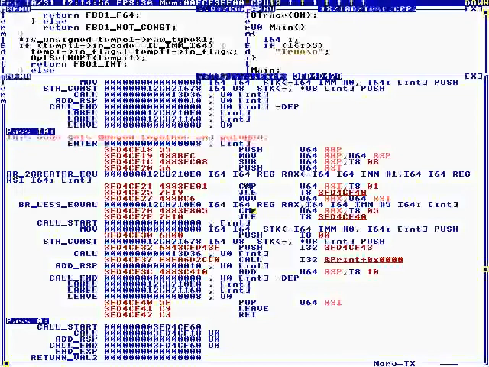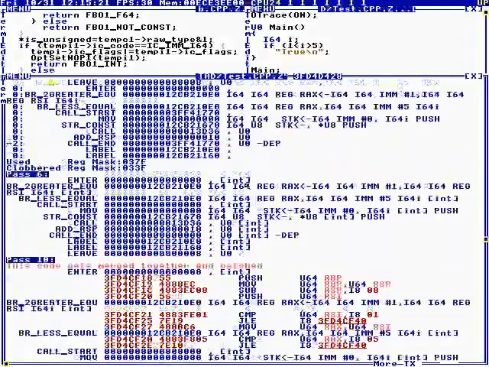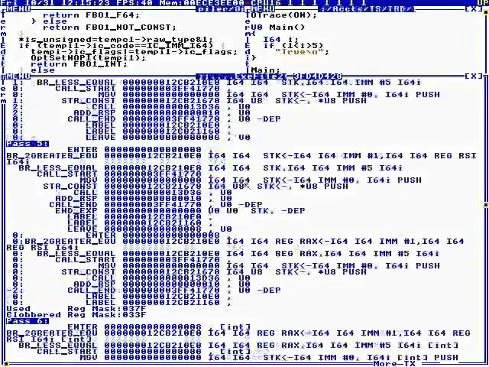Anyway, so what do we got here? Compare to 1. So RSI, that must be the I variable got stuck in a register. Branch less or equal, move 5, compare RAX to 5. So it moved it into RAX. I was wrong about CX. Where did it do that optimizing? I don't know.